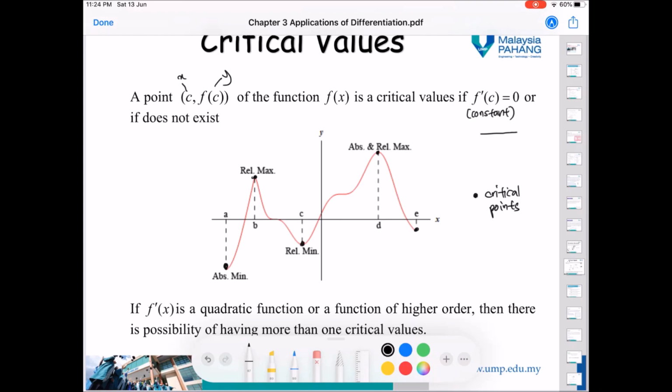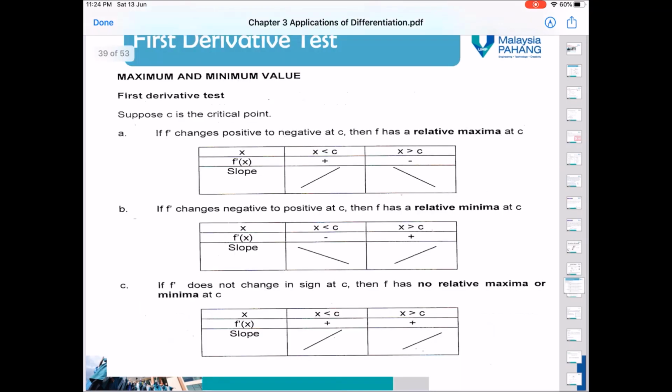So if f' is a quadratic function or a function of higher order, then there's the possibility of having more than one critical value, as in this example. Whether the point is a minimum or maximum will be determined using a theorem or test later.